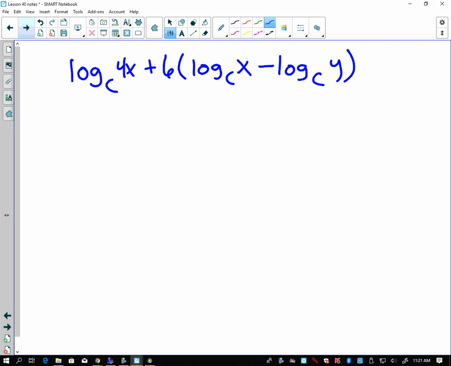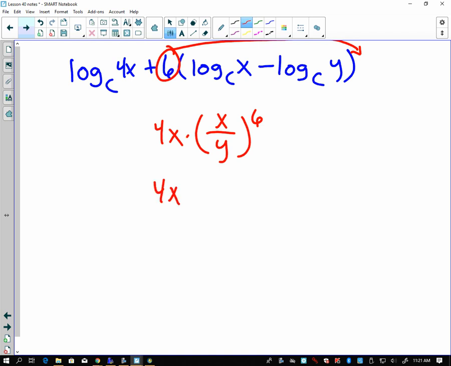Okay. So what we're going to do is represent this 6 out over here. That's going to give me x divided by y to the 6th. So what I'm winding up with is 4x times x to the 6th over y to the 6th. 4x times x to the 6th is 4x to the 7th over y to the 6th, and you're going to keep your log base c out here that we factored out. Questions, comments, concerns about that? Do we understand it? Okay.